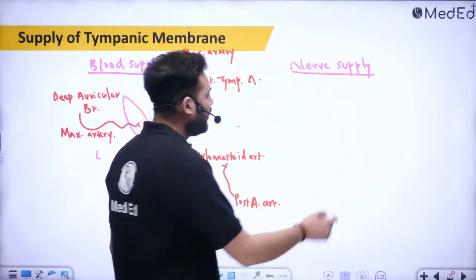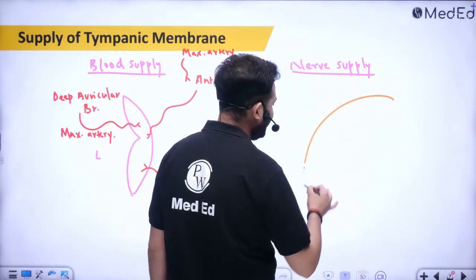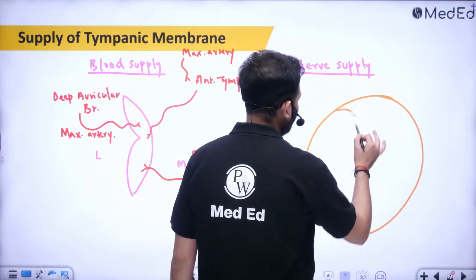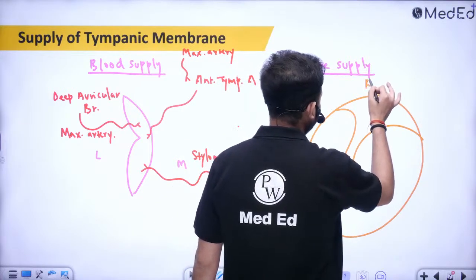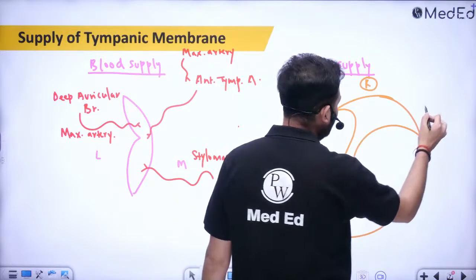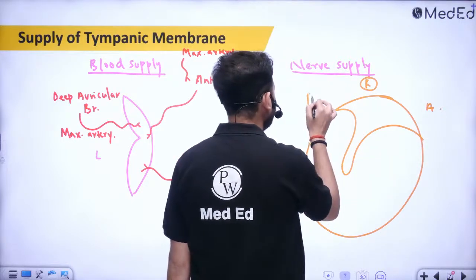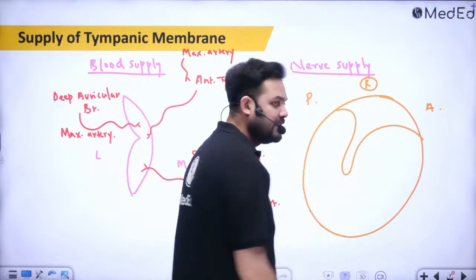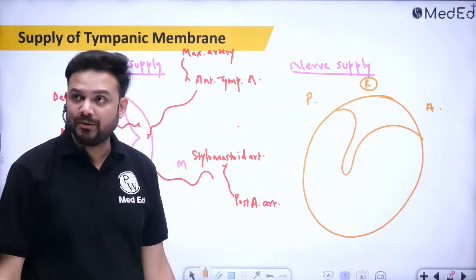So now let me draw a normal tympanic membrane. Let me draw a right-sided tympanic membrane, right? This is my right side tympanic membrane. If this is my right side, then the side it is tilted to is my anterior, and the ulta, this is posterior. This is my anterior, this is my posterior. Correct? That is what I told you, right?